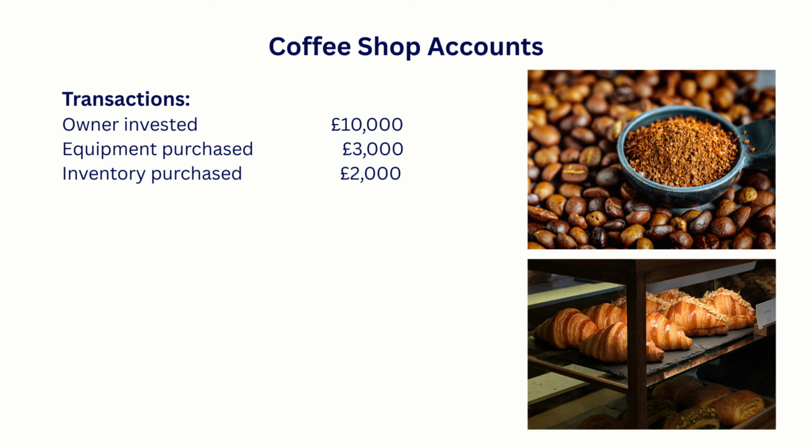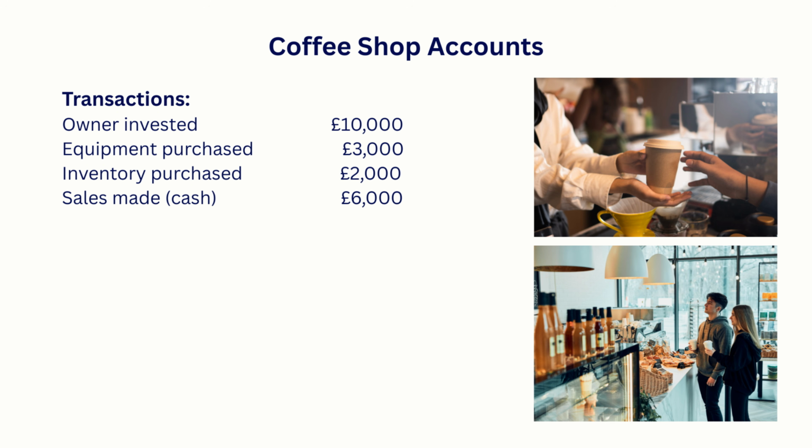Inventory was purchased for £2,000. This would be things like coffee beans, milk, syrups, pastries, and other items that will be sold to customers. Sales of £6,000 were made in cash. This represents revenue from selling coffee and food. £1,000 was on credit, for example, catering for a local office that will pay later.